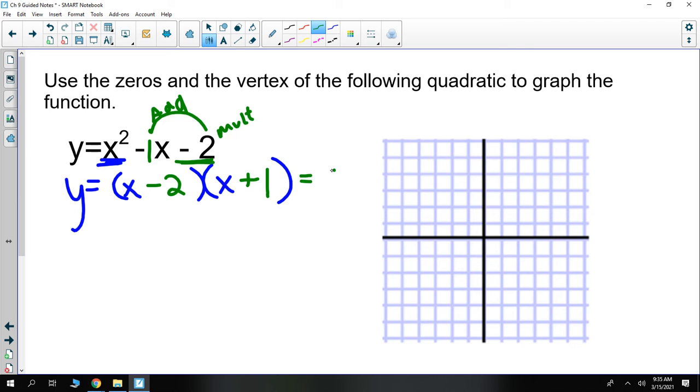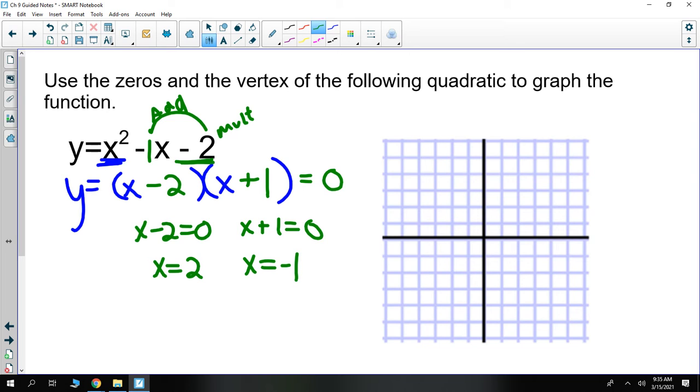So when is this thing going to equal 0? When x minus 2 equals 0 and when x plus 1 equals 0. So that's when x is equal to 2 and when x is equal to -1. So 2 and -1 are my zeros. Let's see if I'm right. Let's see if I did this correctly.